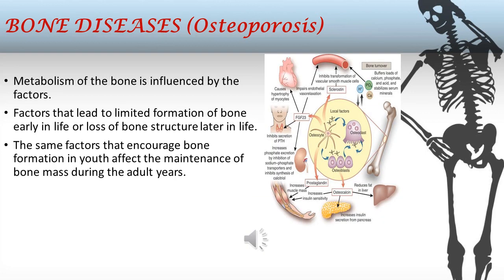Metabolism of the bone is influenced by factors such as exercise, genes, hormones, and nutrition. Factors that lead to limited formation of bone early in life or loss of bone structure later in life lead to osteoporosis. The same factors that encourage bone formation in the young affect the maintenance of bone mass during the adult years: calcium intake, reproductive hormones, normal parathyroid gland function, and physical activity.